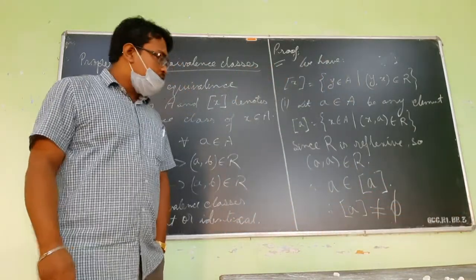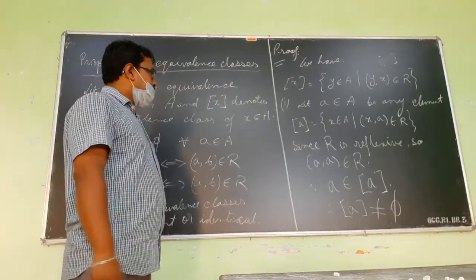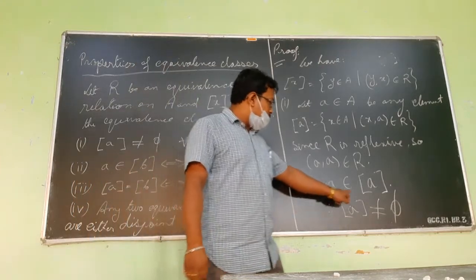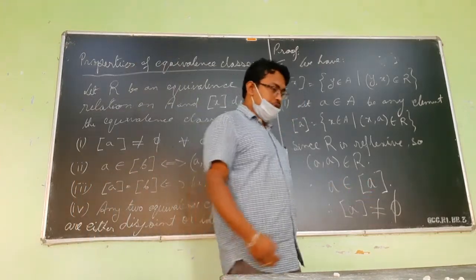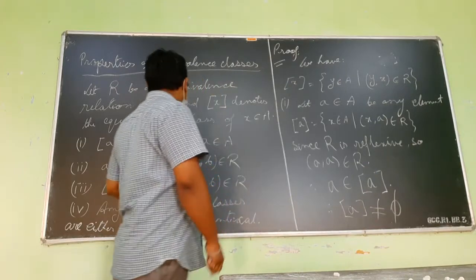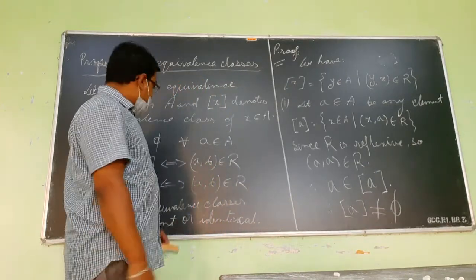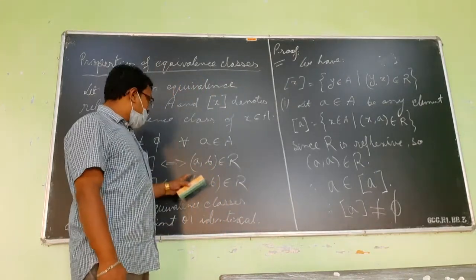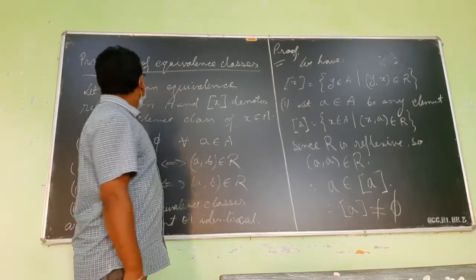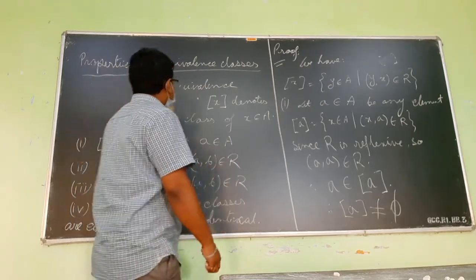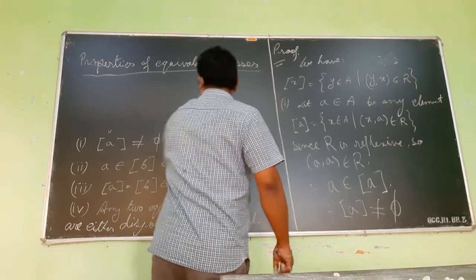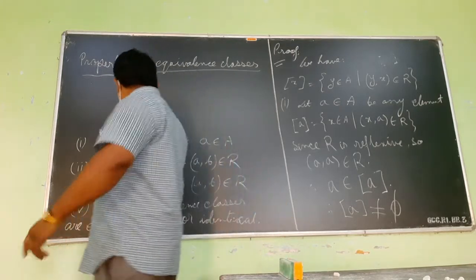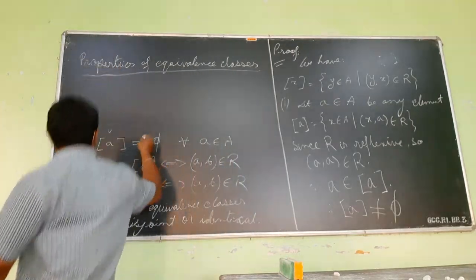So the equivalence class of a is not equal to empty. Always remember that a belongs to the equivalence class of a, whatever be the relation. Next: if a belongs to the equivalence class of b, then (a, b) is related. So it's a two-way implication.